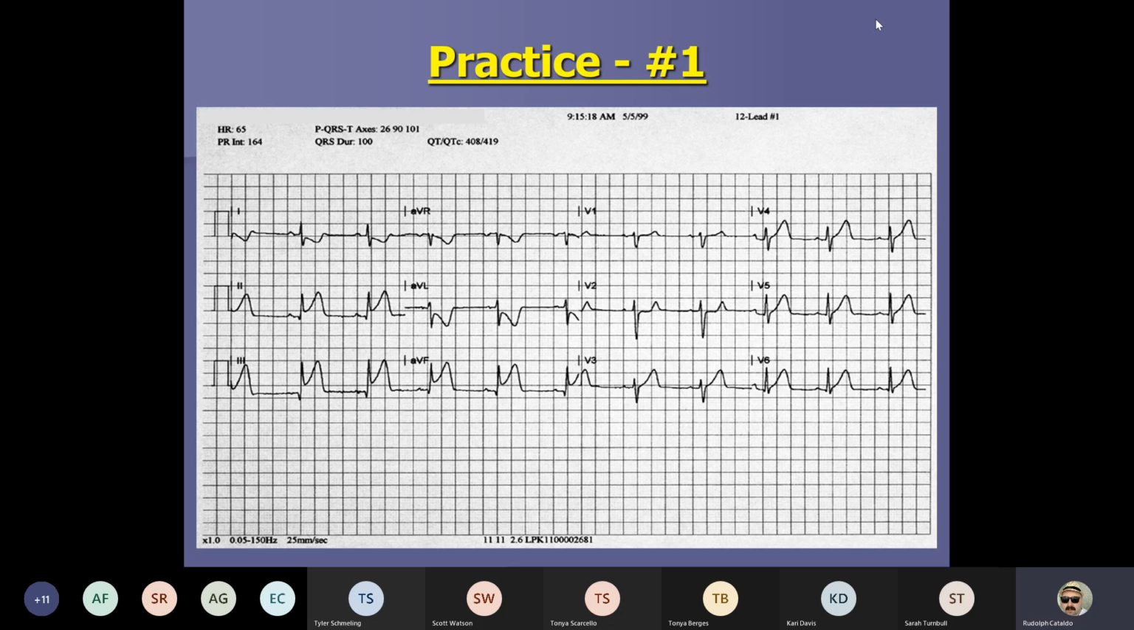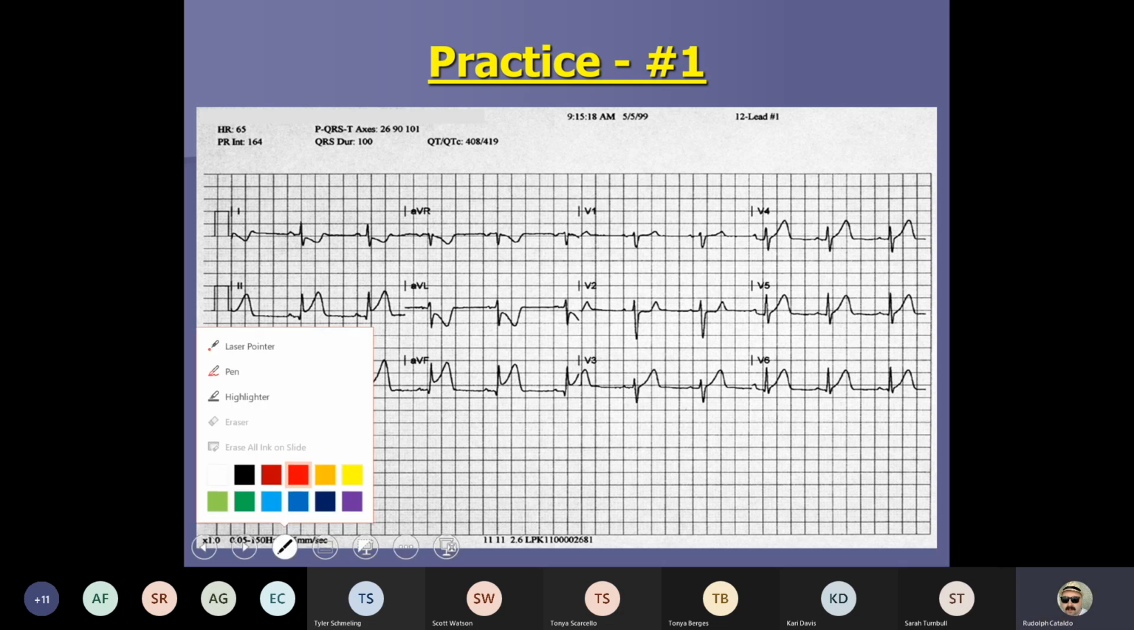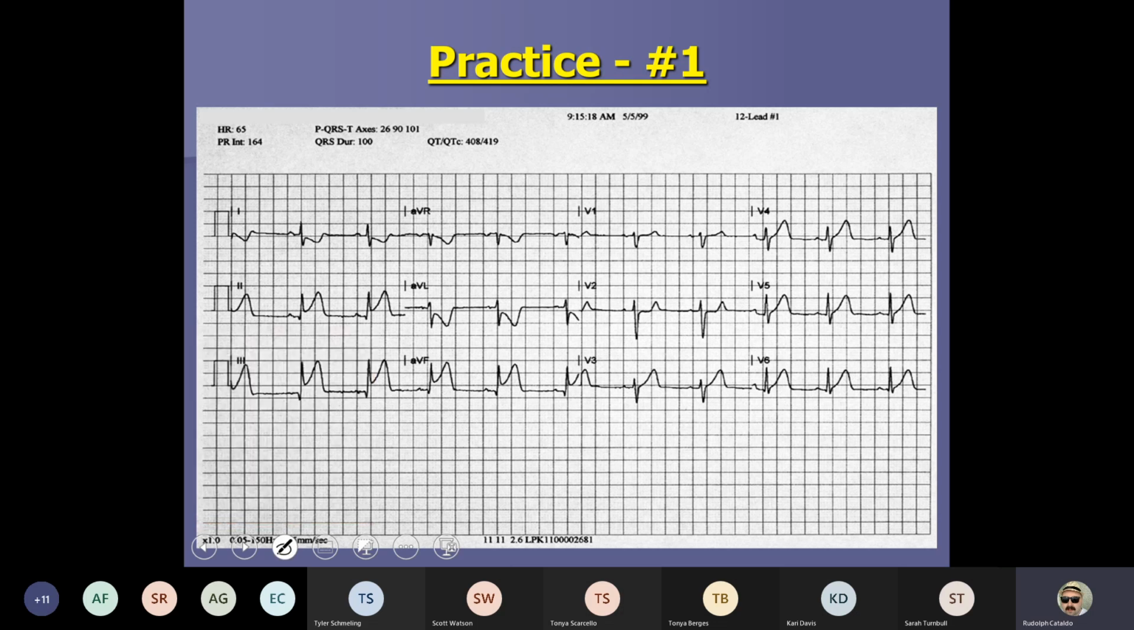All right, first 12 lead we are looking at. We're going to talk a little bit about what we're essentially seeing here. So, Shane, I'm going to give you a chance to redeem yourself on this one. Look at your 12 lead. Tell me what you see. I have depression in 1, AVL. Elevation in 2, 3, AVF.